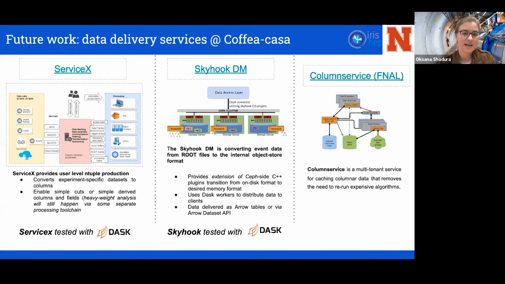It's basically allowing us to have an extension of Ceph to have a transition from the on-disk format to any desired memory format. It also uses Dask workers to distribute data. It's more low level. If you would like, please Google it, it's super interesting.